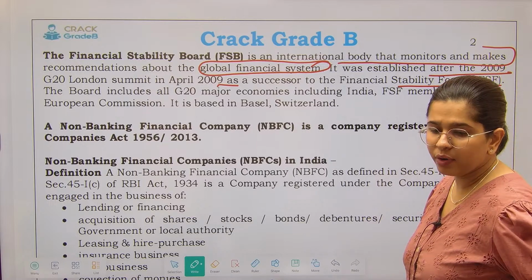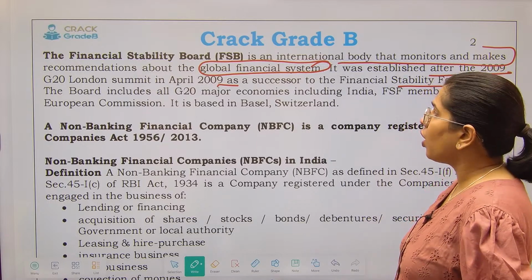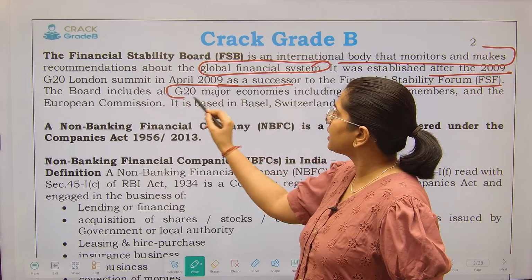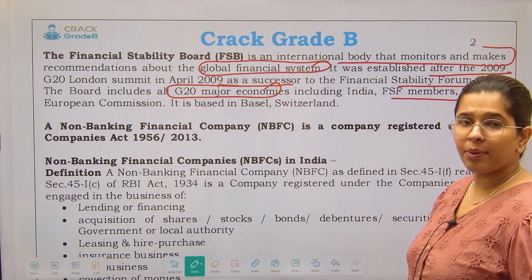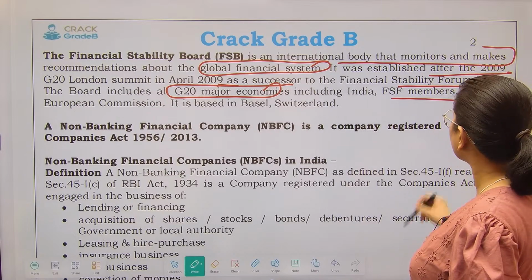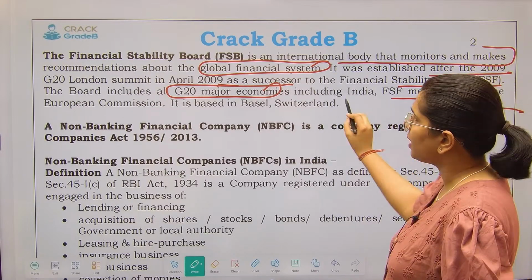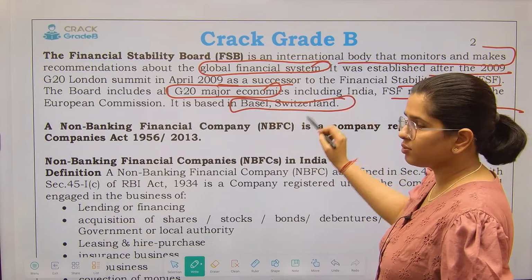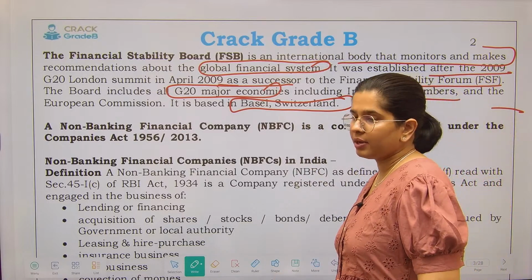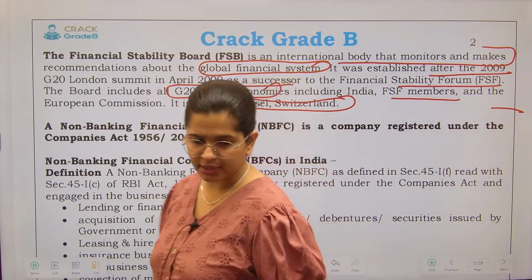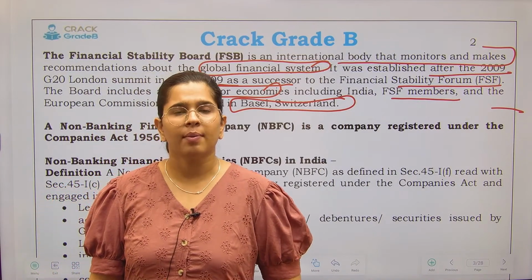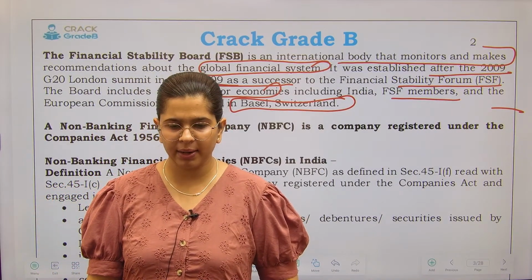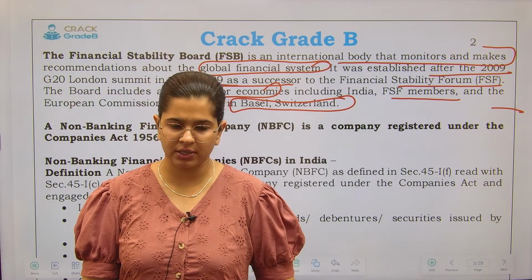Who all are the members of it? So all G20 major economies are the members of it, including India. Financial Stability Forum members are also members of it, and the European Commission. It is based in Basel, Switzerland. So what you have to remember is that it is a G20 related body, a factual data that you can just have a look at. ठीक है, बहुत ज़्यादा आपको आंसर राइटिंग वगैरह में तो हेल्प नहीं करेगा, but yes, it is a factual data.